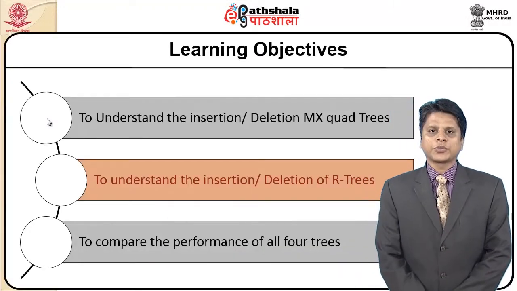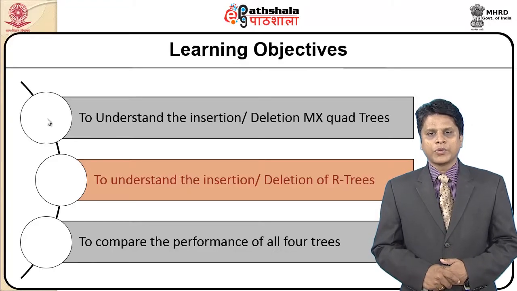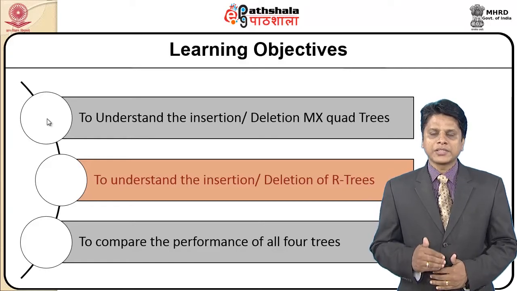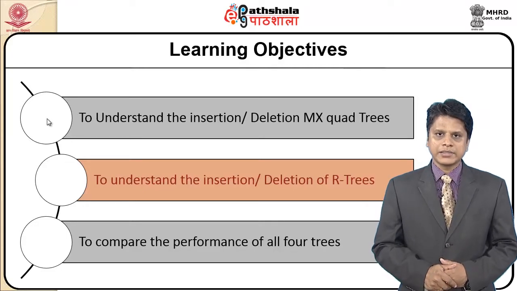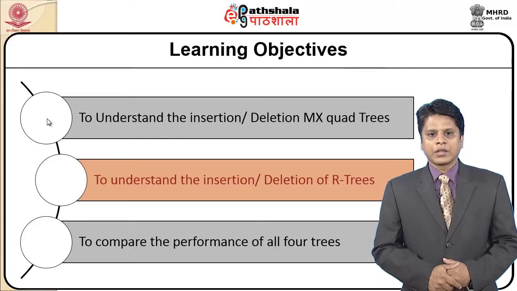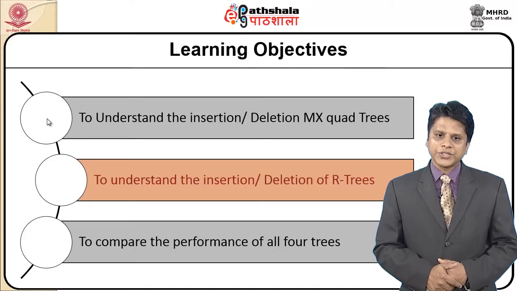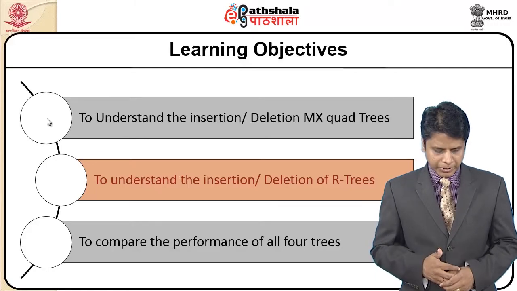Some of the learning objectives for today's session include: we are about to introduce another level of tree structure called the MX Quadtree, which is a continuation of point quadtrees. We will try to understand the procedure of insertion and deletion in these MX Quadtrees. Not only that, we will go to another level of advanced trees called R trees. We have some advanced trees like AVL trees and so on, but for this session I will stop with R trees, which are region trees. And we will compare the performances of all these four trees in the later half of this session.